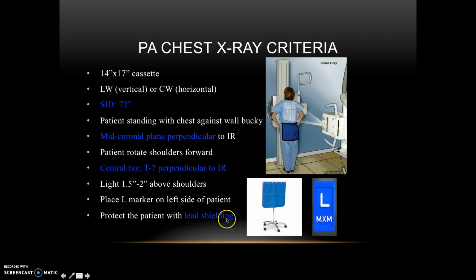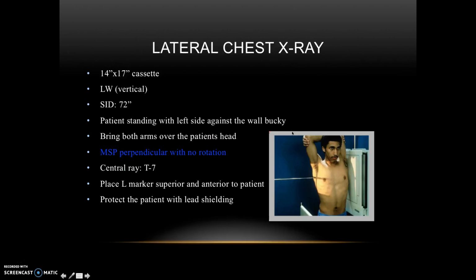That one, very important. We're going to protect each patient with lead shielding. This patient's wearing a wraparound shield, which is placed directly on them. This is another example of the lead shielding that can be placed on this rolling pole here, and you can place it directly behind the patient.